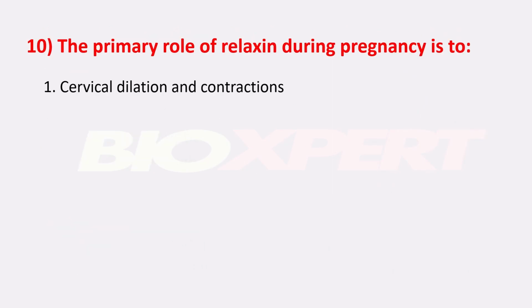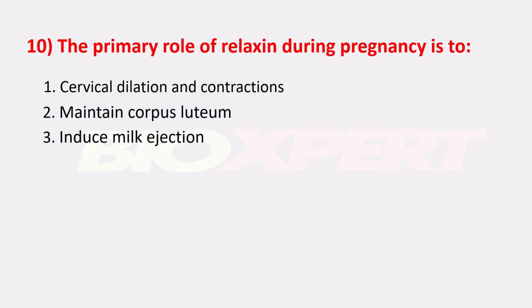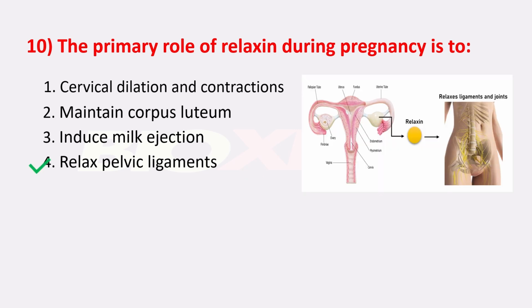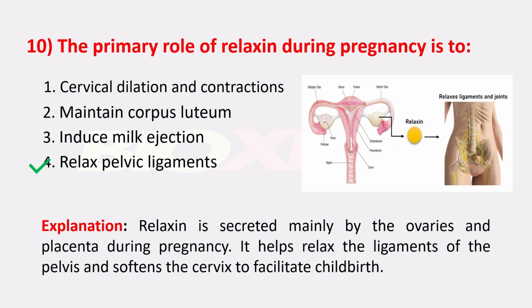The primary role of relaxin during pregnancy is to relax pelvic ligaments. Relaxin is secreted mainly by the ovaries and placenta during pregnancy. It helps relax the ligaments of the pelvis and softens the cervix to facilitate childbirth.